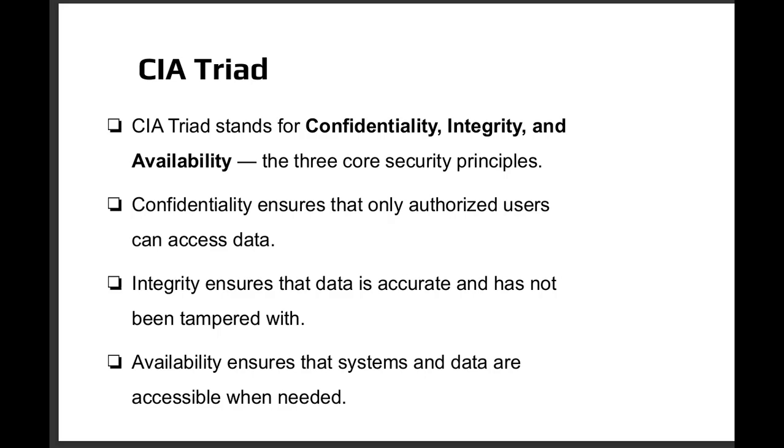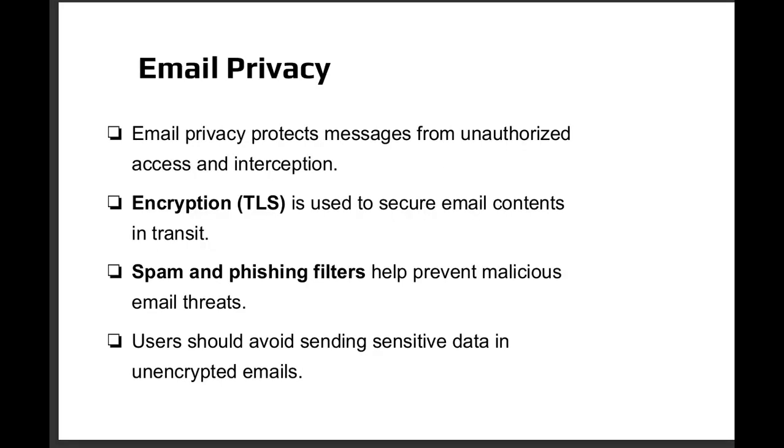Email privacy is protecting all of the messages we send over the network from unauthorized access and capture by an attacker. Email privacy involves the use of encryption. Encryption is ensuring that all of the information contained within our email messages is encoded and encrypted along the entire path from source to destination.